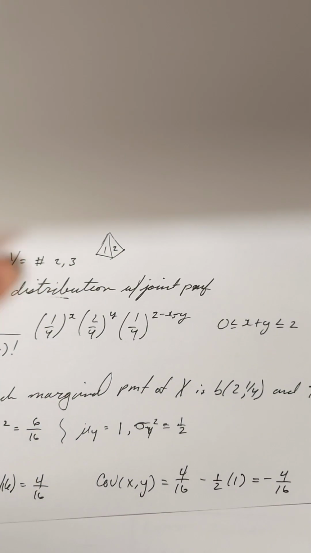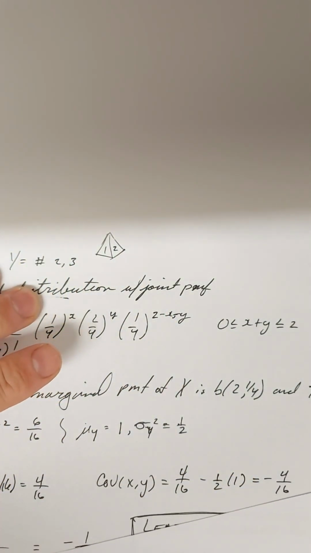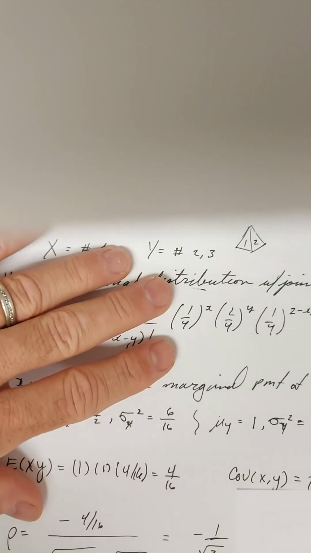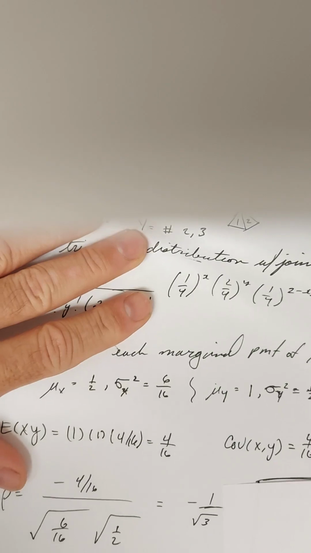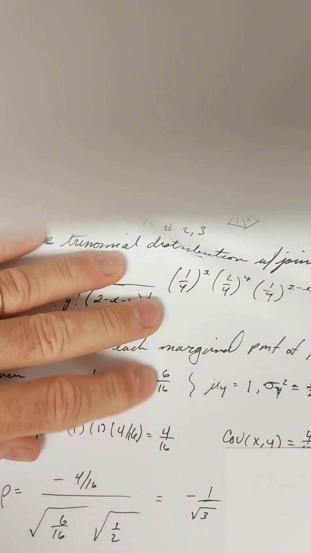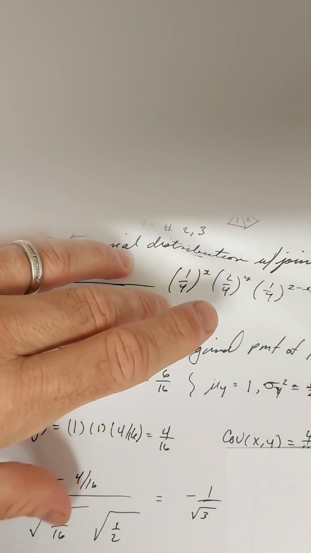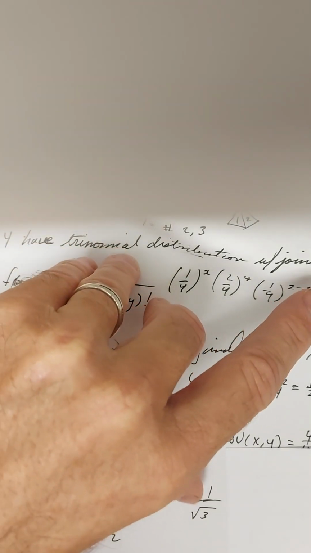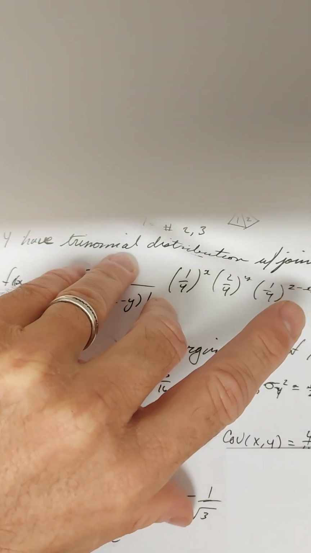With these numbers in place, then we can find the correlation coefficient, which is going to be the sigma of 1, 2 divided by sigma of 1 and sigma of 2. Simplifying these numbers in is negative 1 over square root of 3.